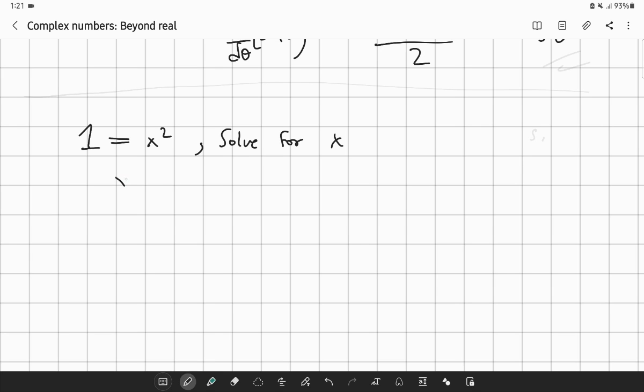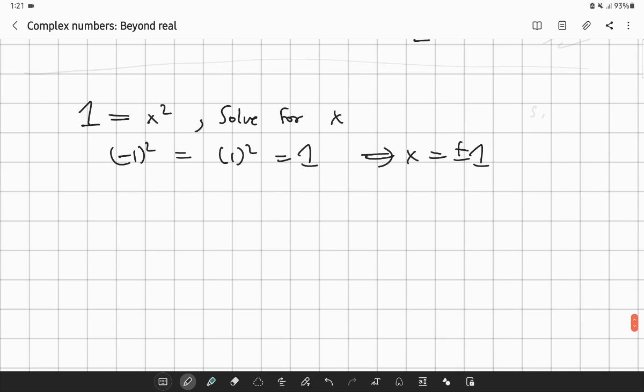Now you know that minus 1 squared equals 1 squared equals 1. So the solution for x is plus or minus 1. And similarly, if I ask you to find me the cube root of 8, what will you do? Cube root of 8, as you might say, is 2.